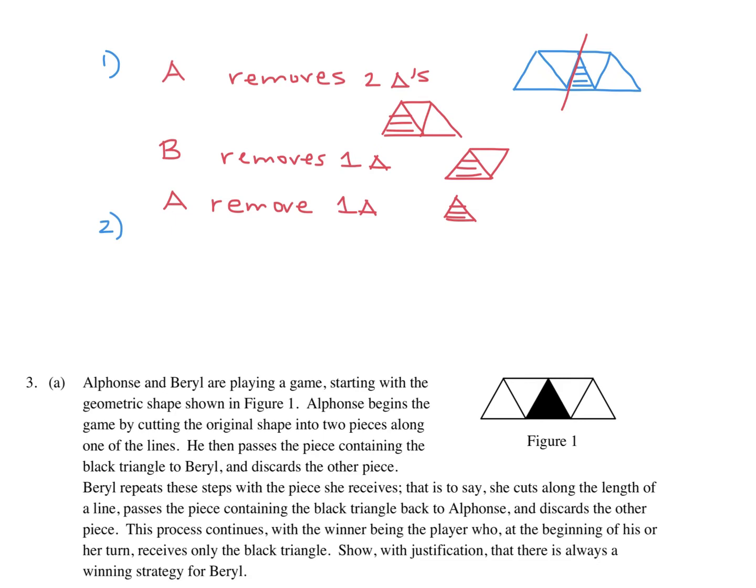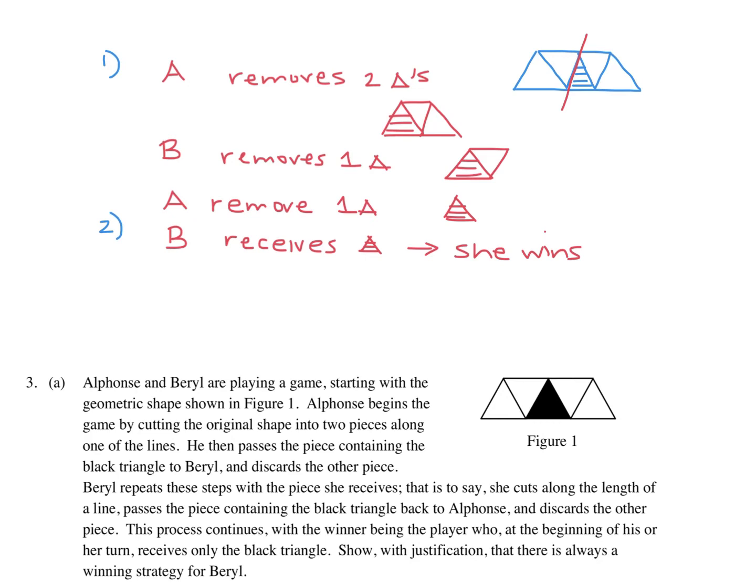And if you read the question, this process continues with the winner being who at the beginning of his or her turn receives only the black triangle. So the next person to go is Beryl, correct? And because Beryl receives the black triangle, that means she wins. So that's basically the strategy for Beryl to win. That's strategy number 1.